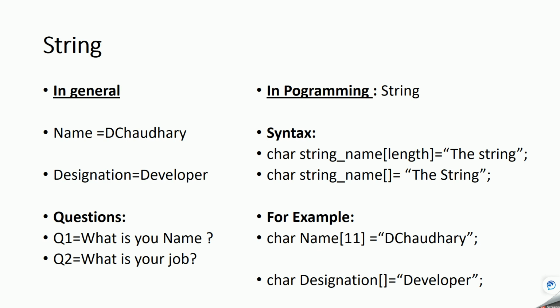In this video, we are going to see another C programming concept called string. So in general, if we want to get some information about a particular person, or collect some information, like suppose you want to write some information about a person, then you will just write name and the name of the person, designation and what is the designation of the person, and many other parameters. Or if you want to frame some questions, like question number one, what is your name, question number two, what is your job, and many other things.